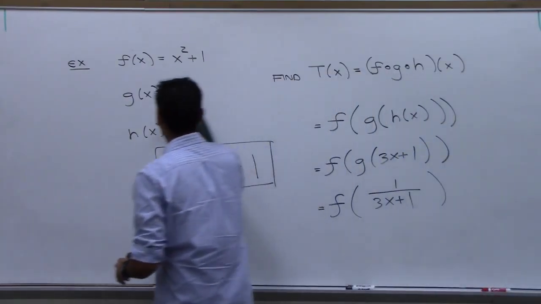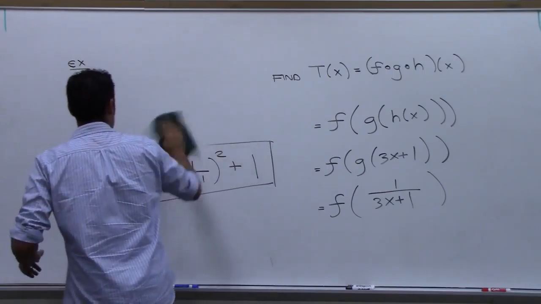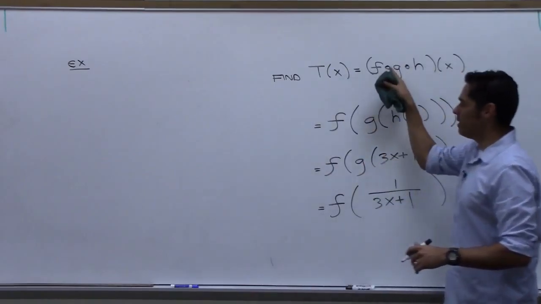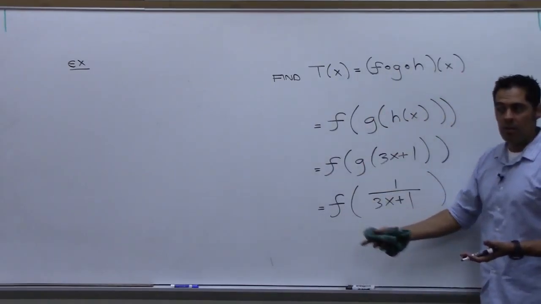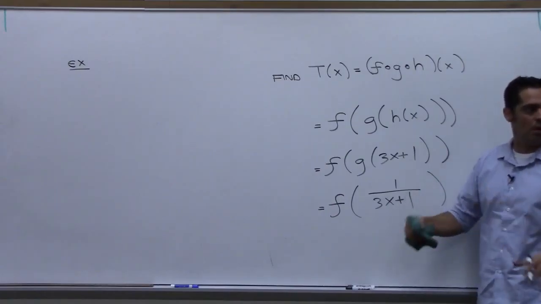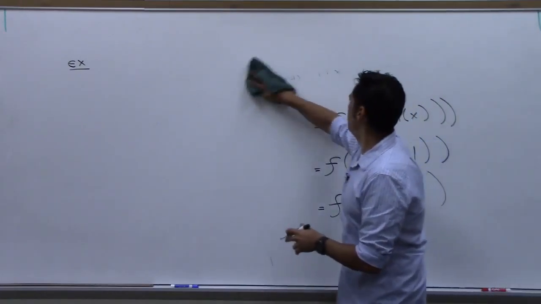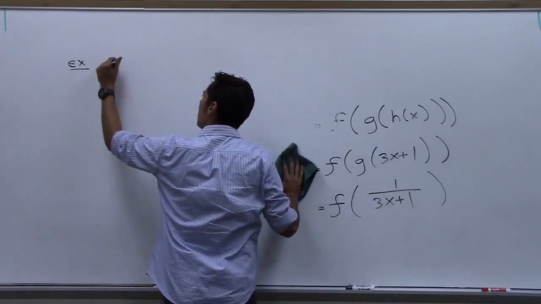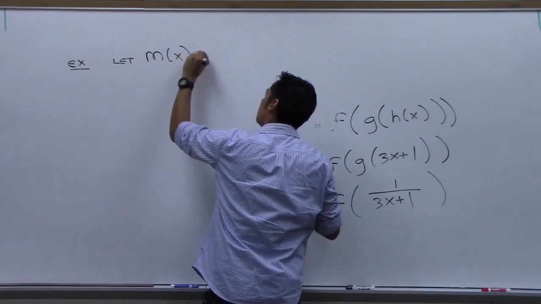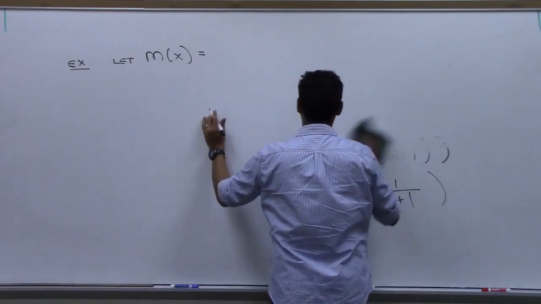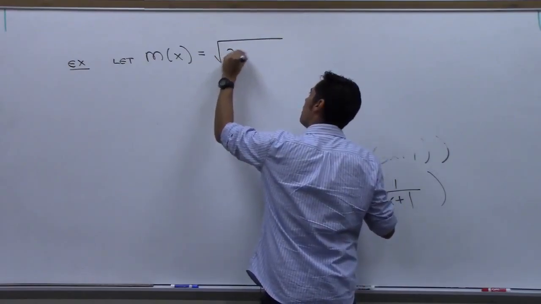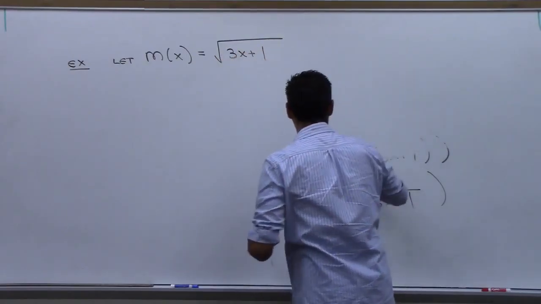So I'm going to start with something a little more simple than this. But do you see that if I start with 3 functions and compose them, I can come up with some new function? So if I begin with a function, we may be able to decompose it into smaller functions. So next example, let's let capital M of x be equal to the square root of 3x plus 1.